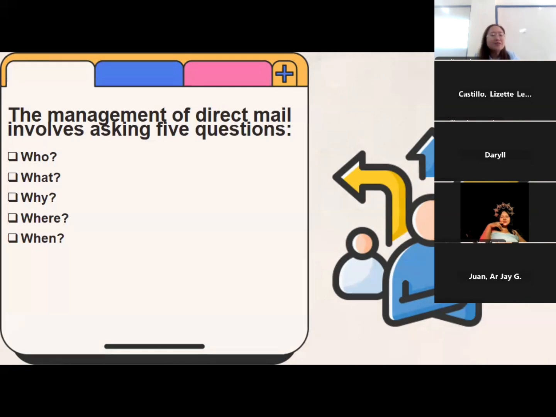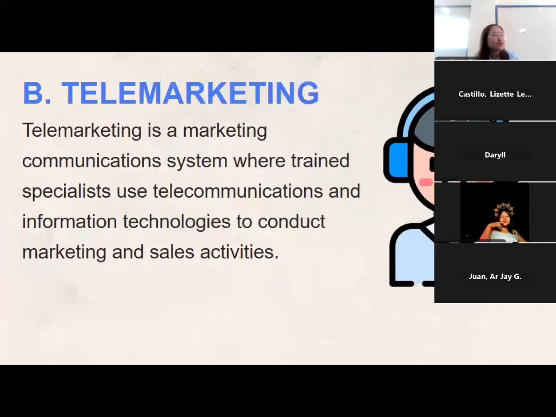Okay, so let's proceed to telemarketing. I have already mentioned to you what telemarketing is in the previous discussion. I even shared with you that I used to be a telemarketer, which means that I was engaged in telemarketing before. Telemarketing is actually a method of marketing where trade workers use phones and technology to sell products or services.